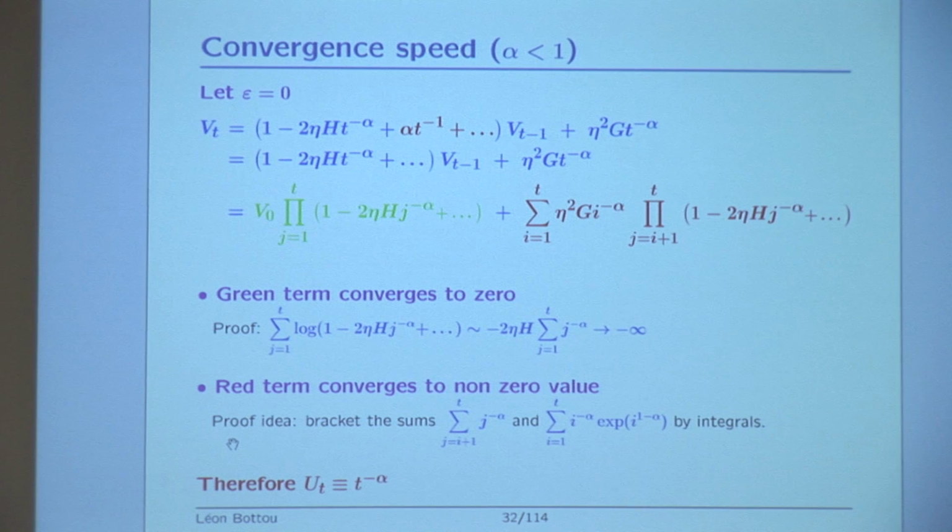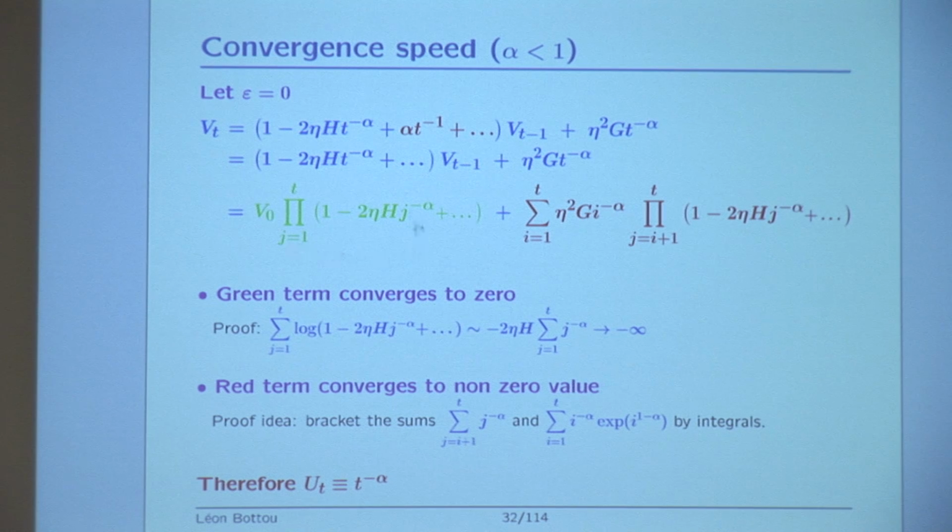So first case, alpha less than 1. I take epsilon equals 0. And I see here that this term in alpha t minus 1 is actually negligible compared to this term in t minus alpha. So it goes into the dot, dot, dots. So I get my decomposition, which is the same one as the one I tried to write.